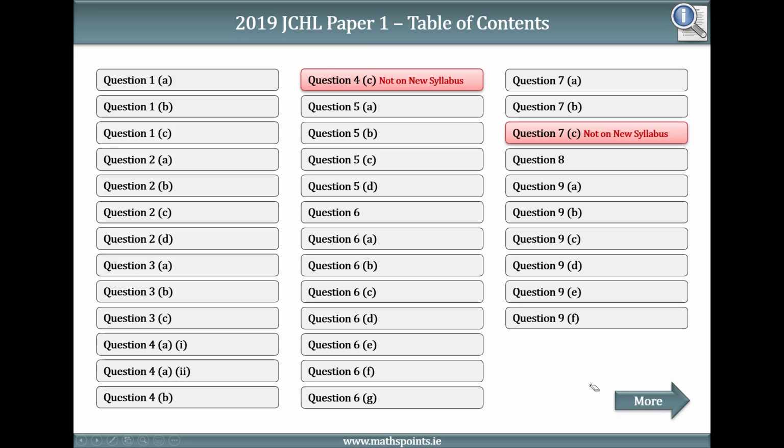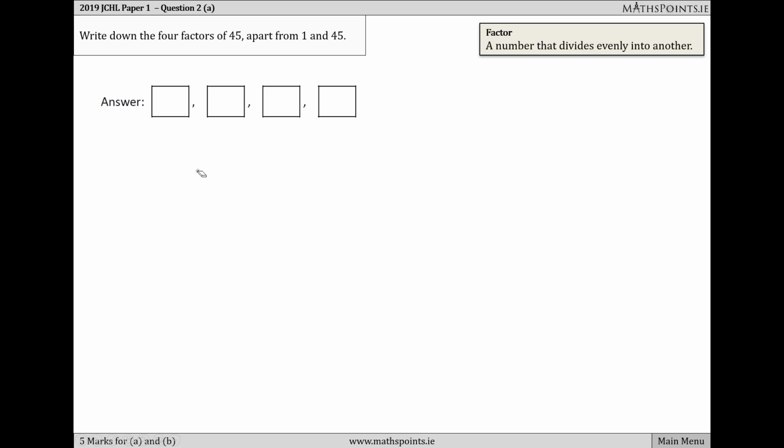So we're going to have a look at a factors question from the 2019 Junior Cert Higher Level Paper 1. So it's question 2, and the first question asks us to write down 4 factors of 45 apart from 1 and 45. So a factor is a number that divides evenly into another number. So another name for a factor is a divisor. So something that divides evenly into another number and doesn't leave a remainder.